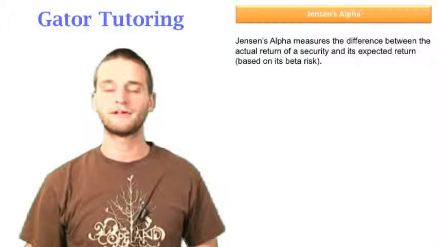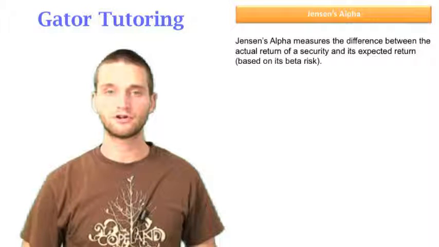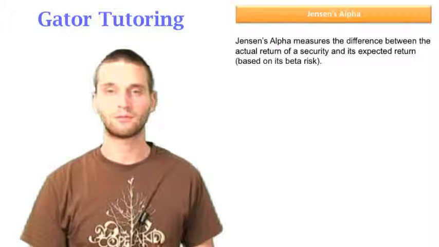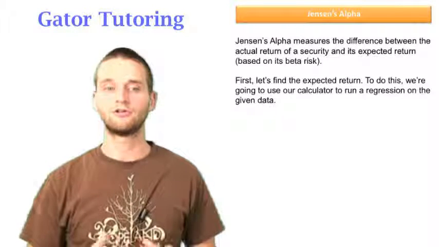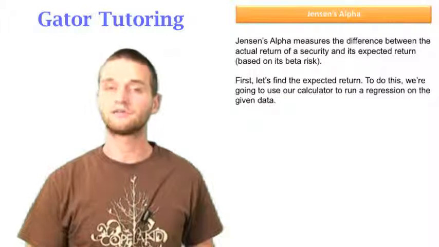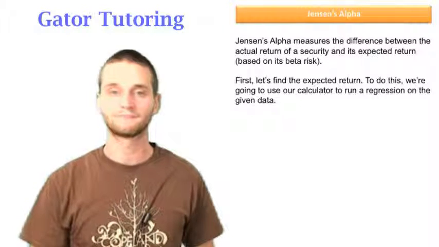So Jensen's alpha measures the difference between the actual return of a security and its expected return, which is based on its beta risk. So that's what we're looking for in this question. First, let's find the expected return. To do this, we're going to use our calculator to run a regression on the given data.